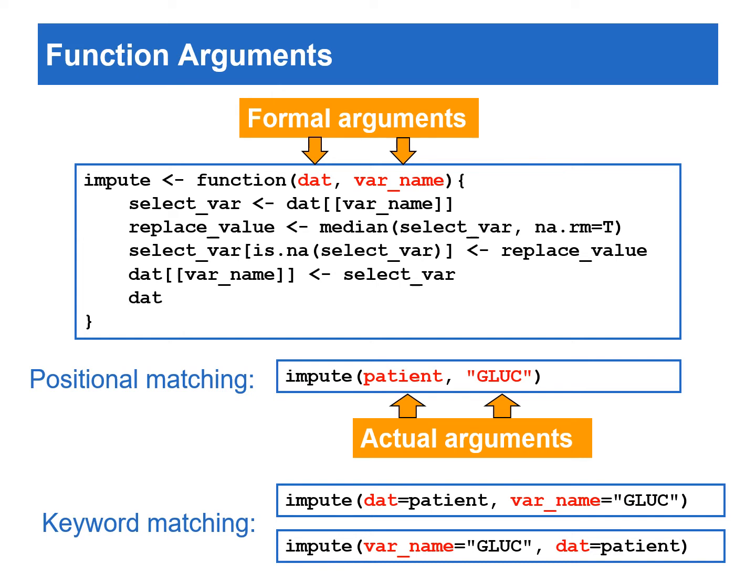The disadvantage of using positional matching is that we must remember the position of each formal argument. If we include both formal and actual arguments in a function call, we don't need to remember the order of the formal arguments. This is called keyword matching. For example, the last two commands are exactly the same, to call the impute function.